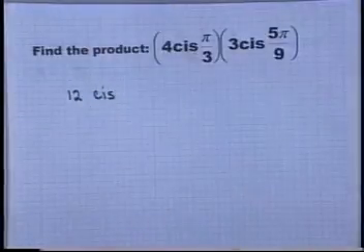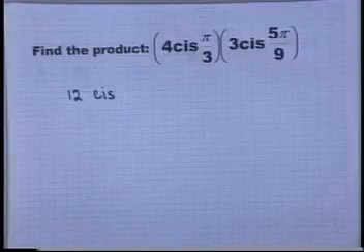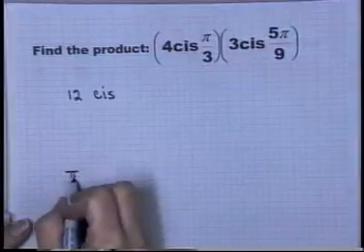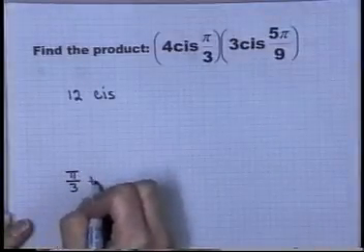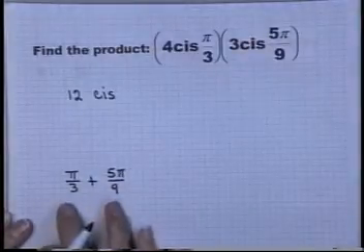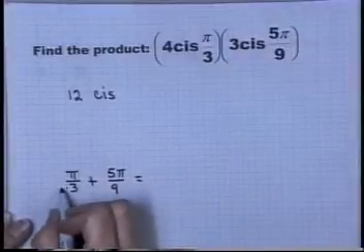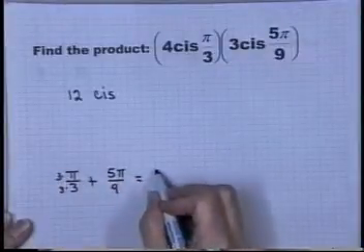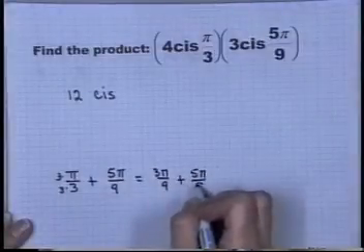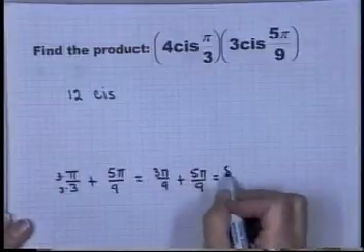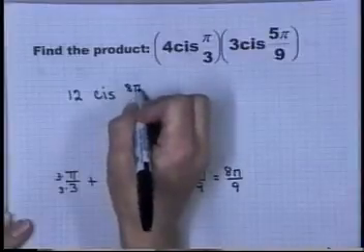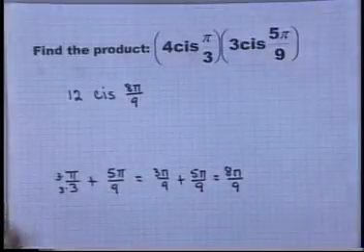And then I'm going to do my cosine plus i sine. Recall that the next step is to add my angles. Well, I'm going to come down here. I have pi over 3, and I want to add 5 pi over 9. Now, I need a common denominator to add, don't I? So I'm going to take this fraction and multiply both by 3. So I'll have 3 pi over 9 plus 5 pi over 9. And adding numerators, I get 8 pi over 9. So I have 12 cis 8 pi over 9.